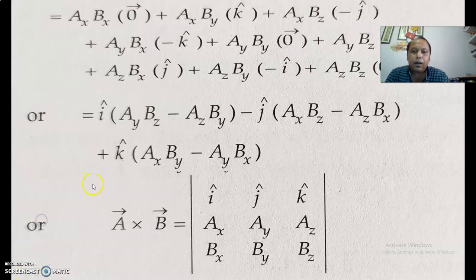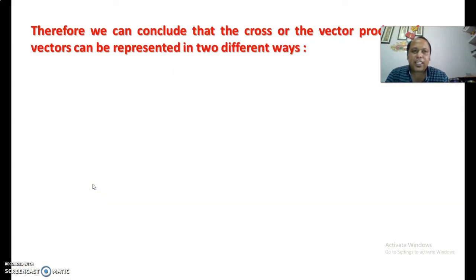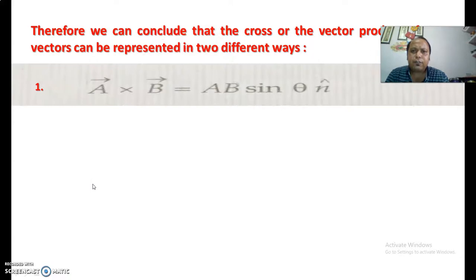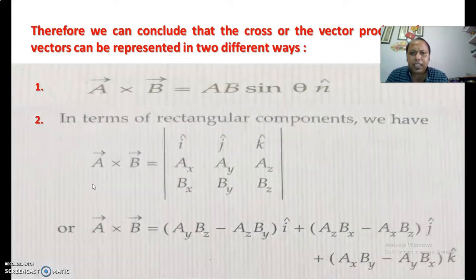Now let us see how finally we can conclude for the cross product. When we say cross product of two vectors, it can be written in two different ways. A cross B is written as AB sine theta n cap, which we have already discussed, and the second way, which we have just now described, is the determinant form: i cap, j cap, k cap, then the rectangular components of vector A, then the rectangular components of vector B in the third row. And we know how to expand it.